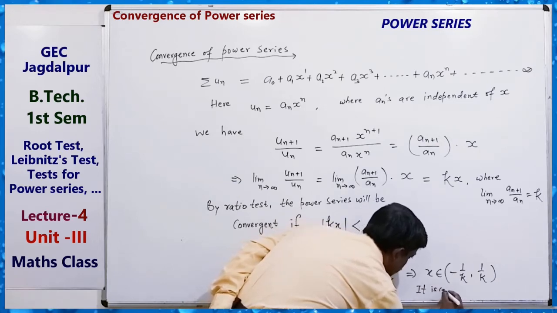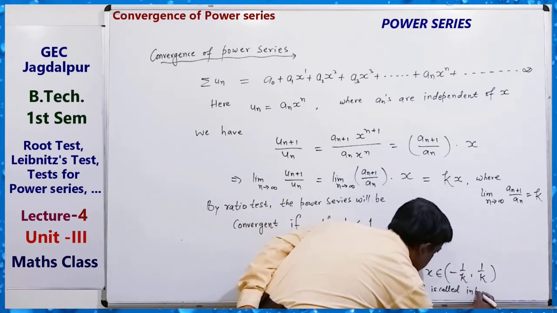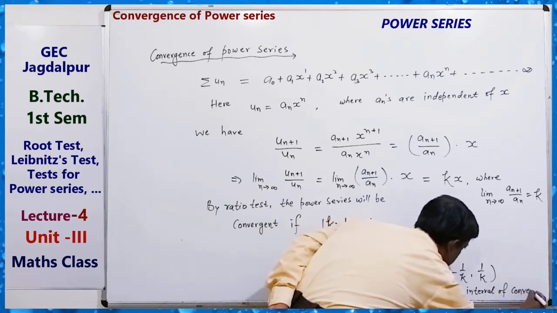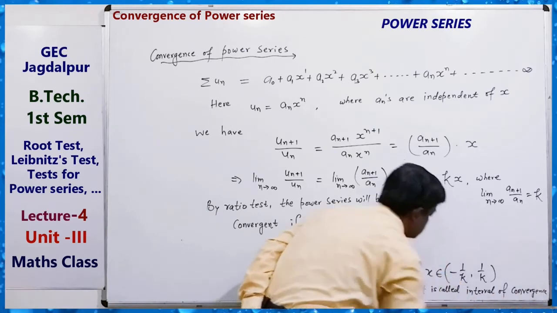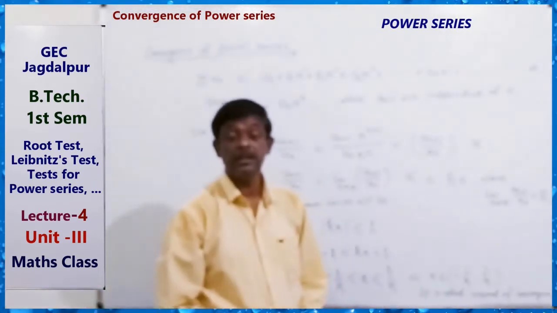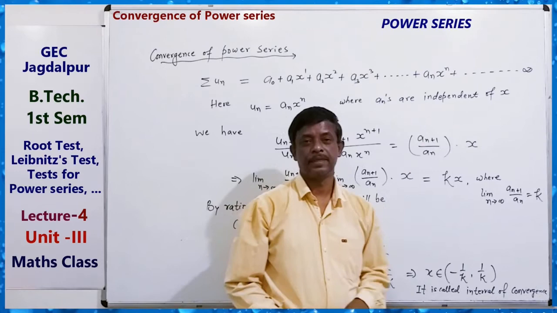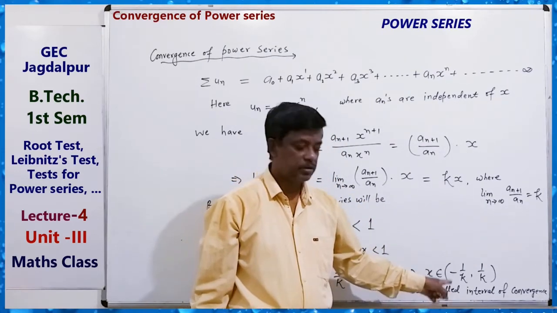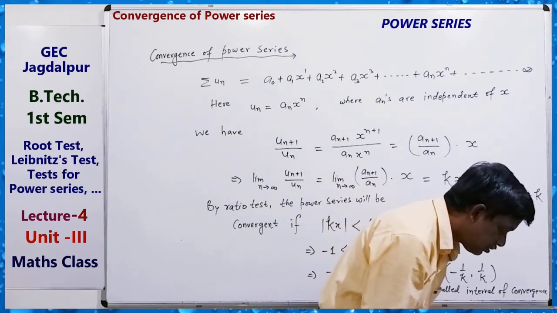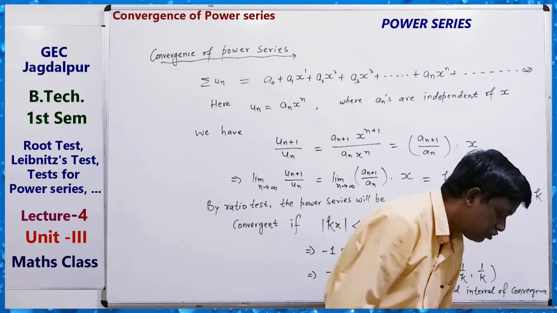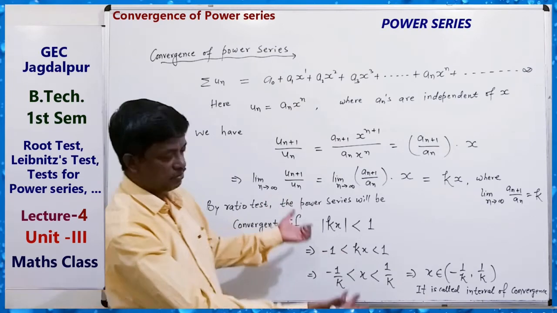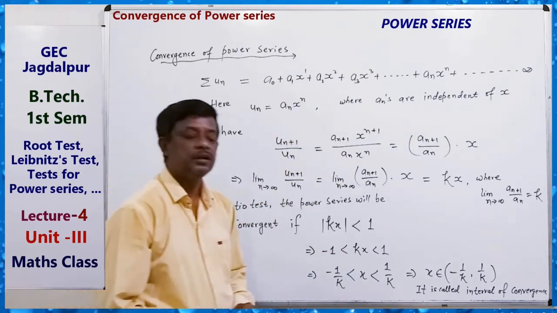It is called the interval of convergence. Here k is the limit of this. So the interval of convergence for the power series is minus 1 by k to 1 by k. In this interval, the series will converge. Outside this interval, the series will be divergent.